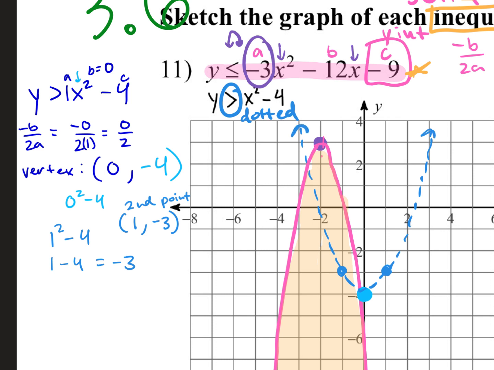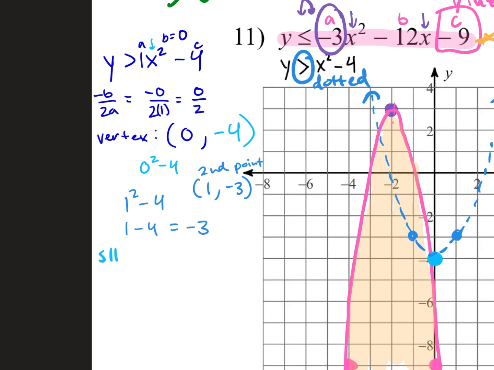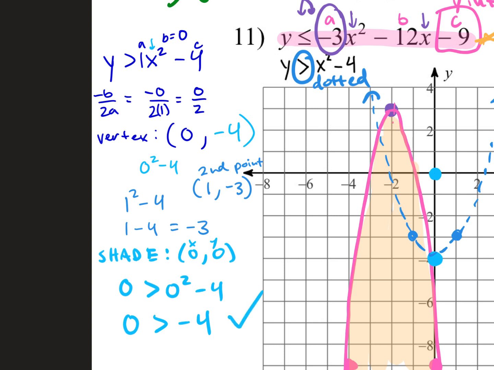We're not done. What do I have to do next? Shade. Figure out where I'm going to shade. What's a number I can plug in to test to see where I'm going to shade? 0, 0. 0, 0 is always a good number unless your graph falls on 0, 0. Then just pick a different number. You can pick any number you want for your x and y, but just make sure you know where that point is on the graph. So 0, 0, we're going to plug in 0 for x and 0 for y. So 0 is greater than 0 squared minus 4. Is 0 greater than -4? Yes, it is.